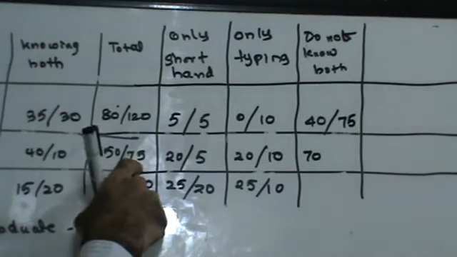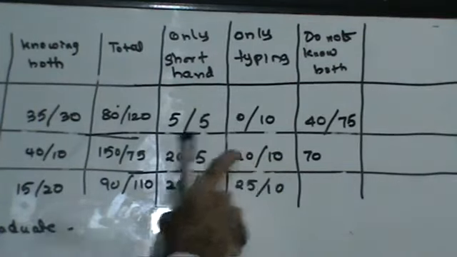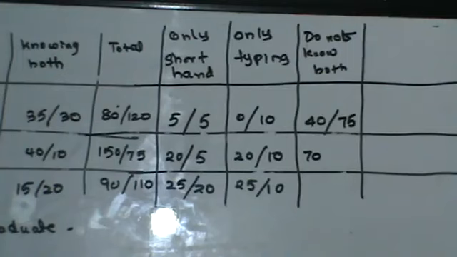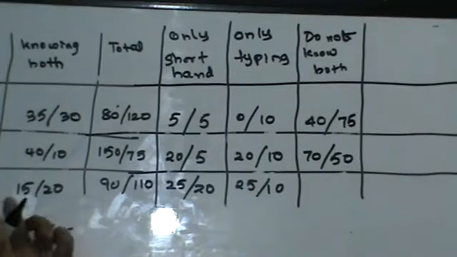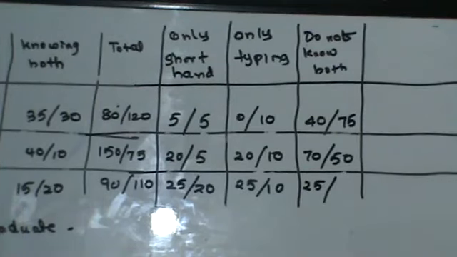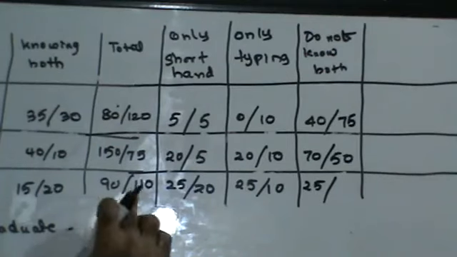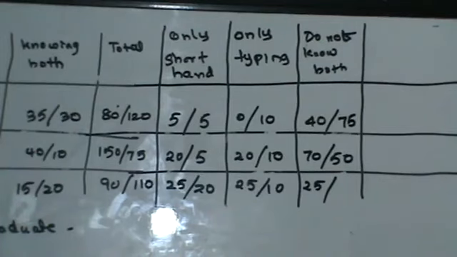There are a total of 75 people, out of which 5 know shorthand, 10 know typing, and 10 know both. So that is 25 on. So that leaves you with 50. There are a total of 90 people, out of which 25 know shorthand, 25 know typing, and 15 know both. So 50, 65, so that means this will be 25. And there are 110 people, out of which 20 know shorthand, 10 know typing, and 20 know both. So that leaves me with 60 people.